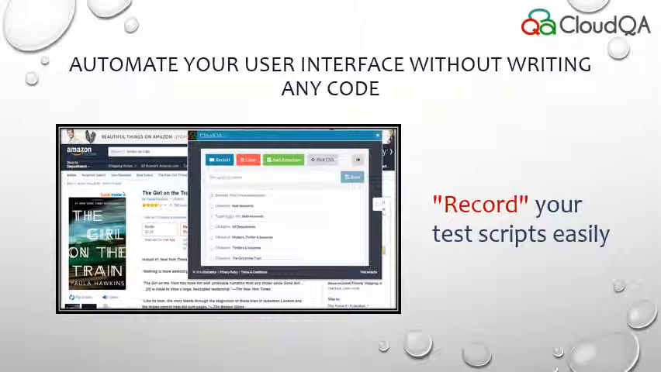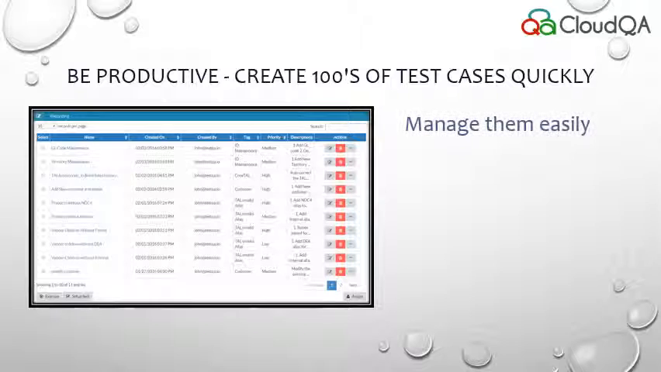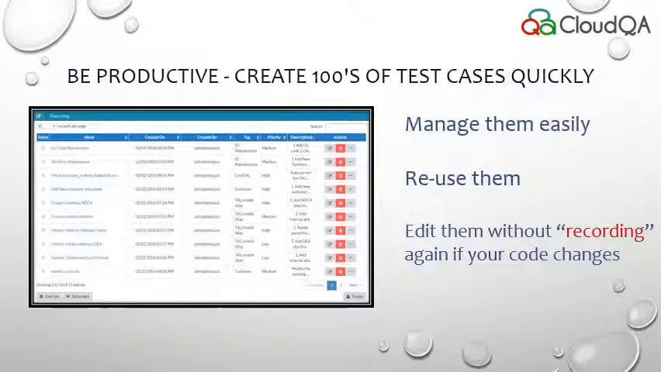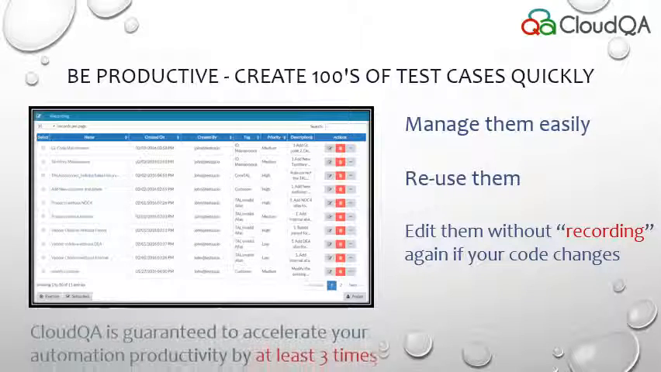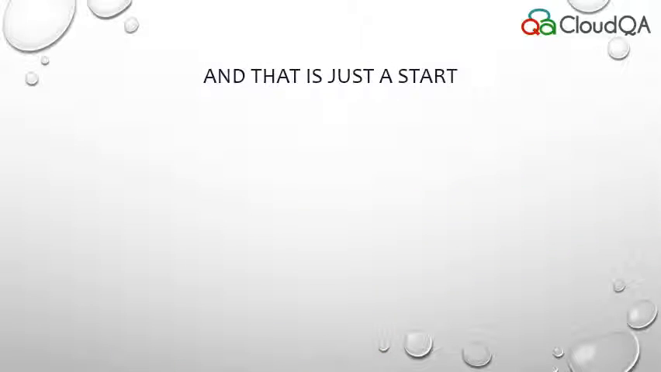CloudQA scripts are reusable and extendable. With CloudQA, you can be very productive. You can start churning out hundreds of test cases in a very short time. You can use them easily, you can manage them easily, and you don't have to go through a re-recording process if your code changes. CloudQA is guaranteed to accelerate your automation productivity by at least 3 times. And that is just a start.